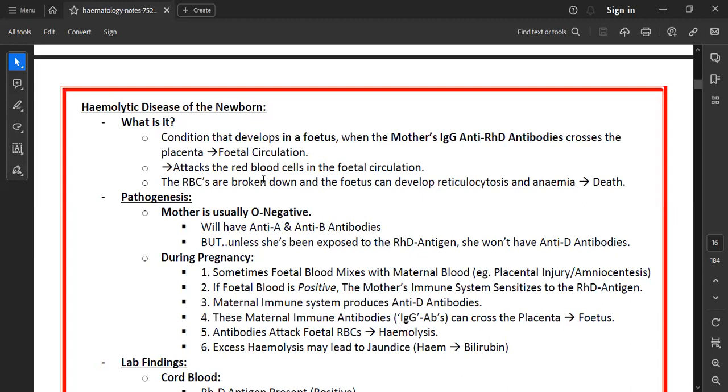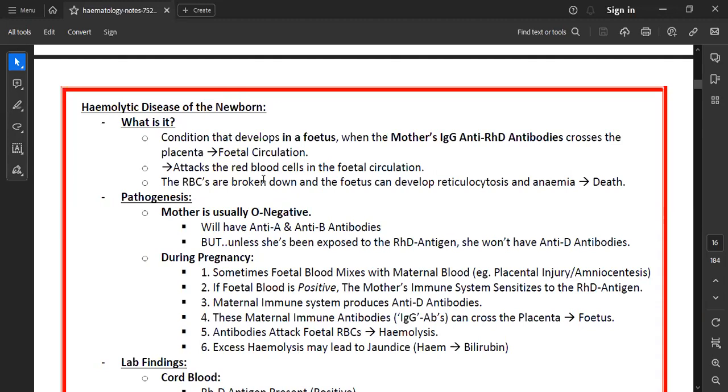How it happens is when you have a mother who's Rh negative and the father is positive. So during mixing of the blood at the placenta, since the mother is negative, she will have the antibodies, not the antigen. So the mother's antibodies attack the antigens present in the child.